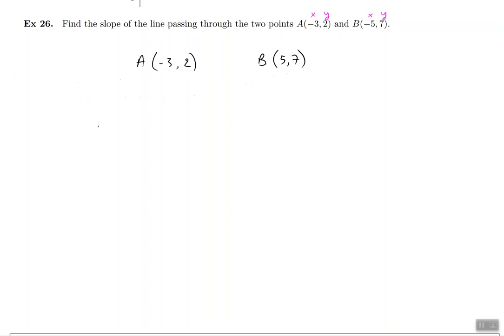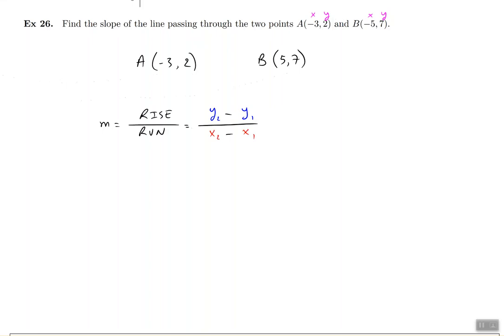And in this particular problem, we have to use the formula, which is the rise over the run formula. Since we're looking for the slope, recall that the formula basically says, do the y2 minus the y1 divided by the x2 minus the x1.